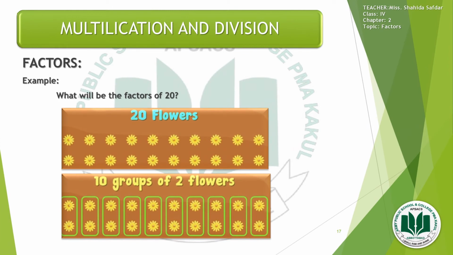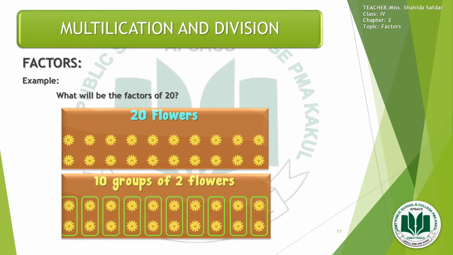To understand the concept more clearly, we have taken an example. Example is, what are the factors of 20? For this, we have taken 20 flowers. Now, we need to know what the factors of 20 are, that is, the numbers that divide 20 without leaving behind any remainder.